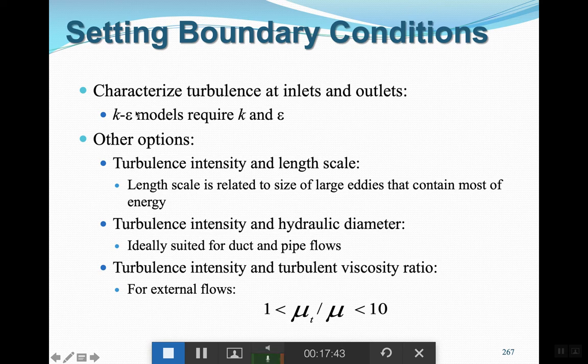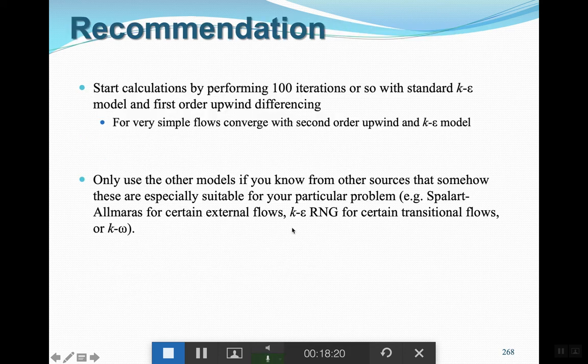And the other one is, of course, turbulence intensity and turbulent viscosity ratio, which is mu t over mu, which is usually a number between 1 and 10. And this is again between 1 and 10, doesn't come from any calculation. Rather, it's an accepted benchmark for the industry. But this one is also difficult because you don't have a number for mu t. So I would say you will stick to the turbulence intensity and hydraulic diameter.